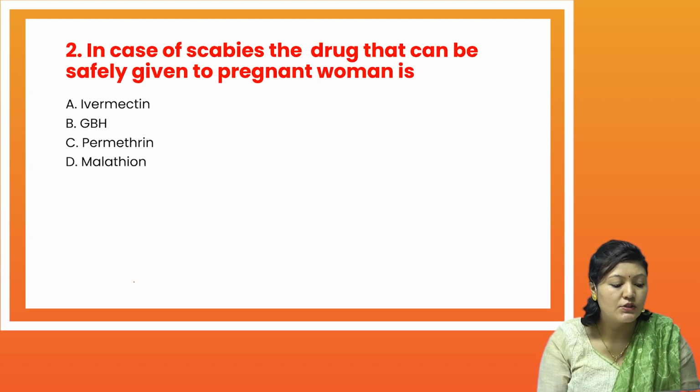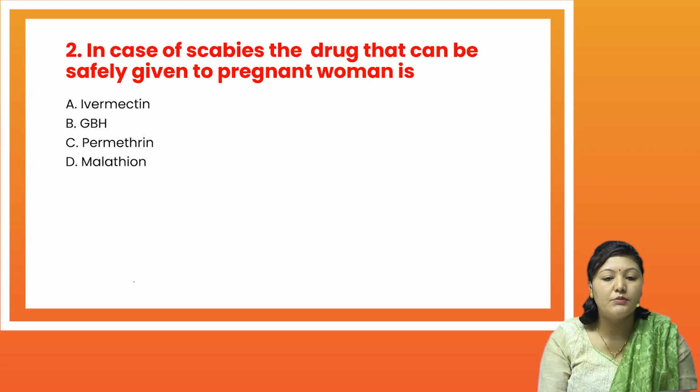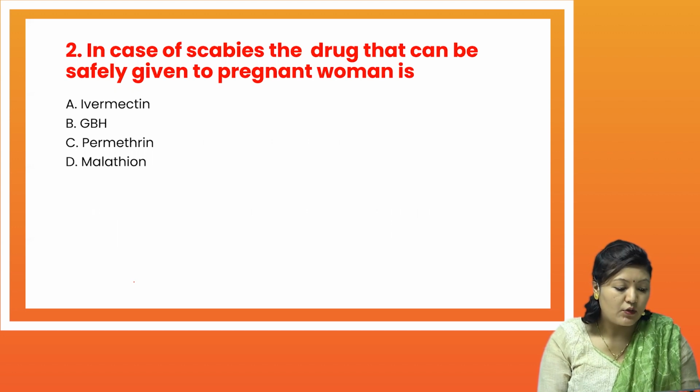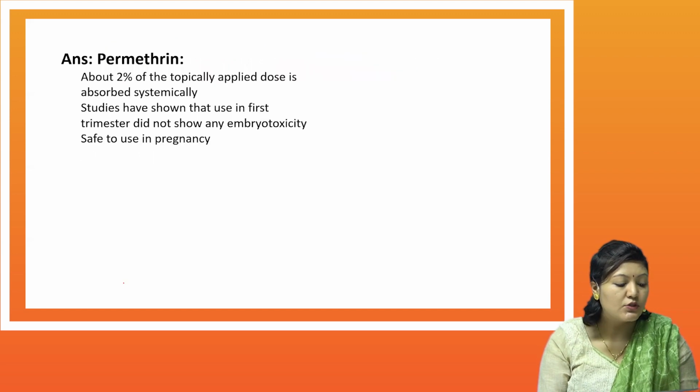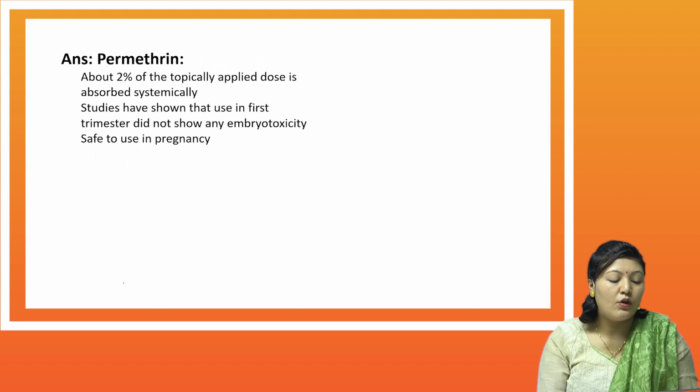Now, the second question is: in case of scabies, the drug that can be safely given to pregnant women is, options are A. Ivermectin, which is oral, B. Gamma benzene hexachloride, C. Permethrin, and D. Malathion. The correct answer here is permethrin. Why permethrin? Because it is given topically. It is given mostly at bedtime, applied all over the body, excluding the face.